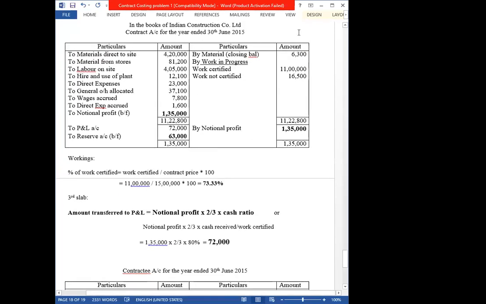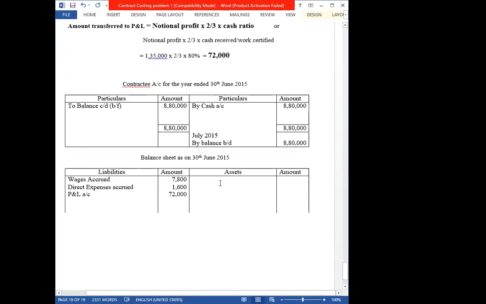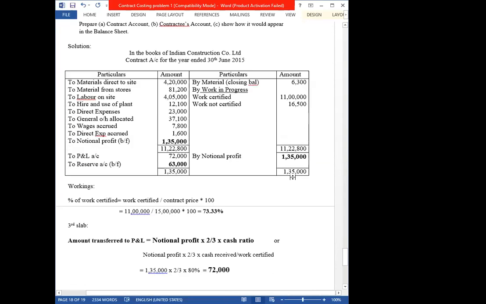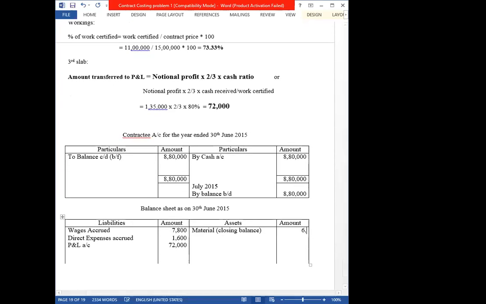Let me check from this side. The material closing balance will be shown in the balance sheet asset side. So on the asset side, material is nothing but the closing balance of the material. How much is the closing balance of the material? This is 6,300. Not only this, you have work in progress also. That also we have to show as a closing balance in the asset side. So work in progress.